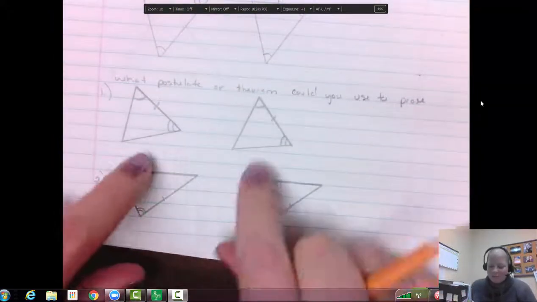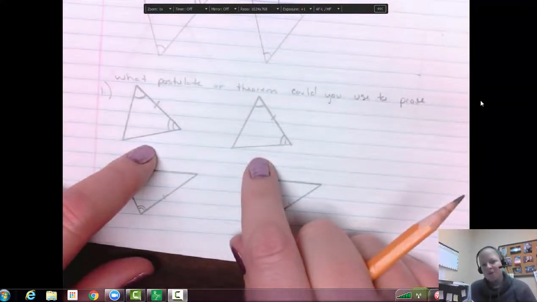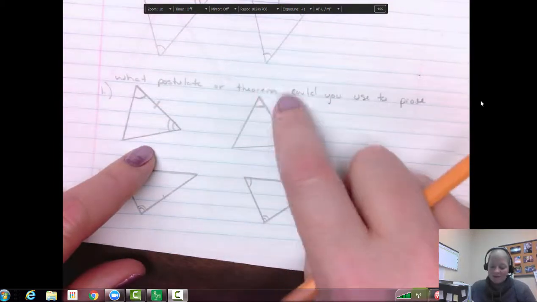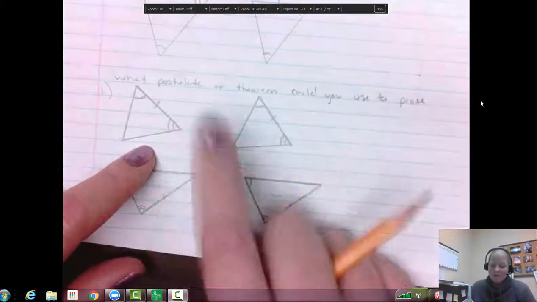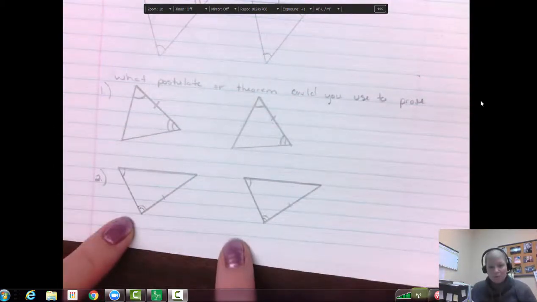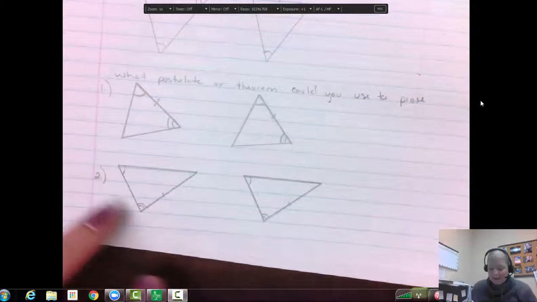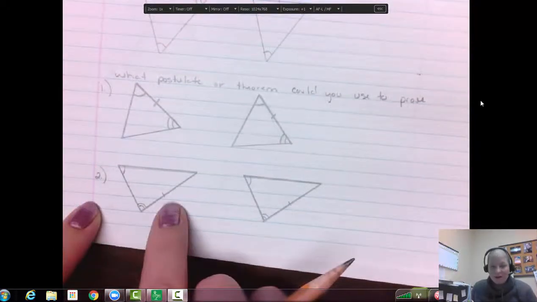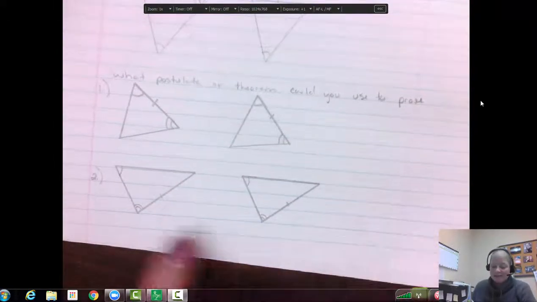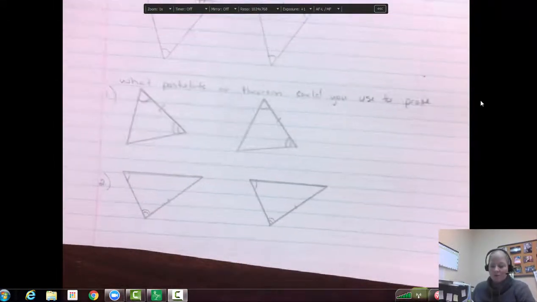So look at these two examples I drew down here. If you saw number one, which theorem would you use to prove that these two triangles were congruent? Well, we can see we have angle, side, angle, so we would say angle, side, angle for that one. What about two? What would we use? We can see it goes angle, angle, side, where they're congruent. So we would use angle, angle, side to say that these two triangles are congruent.